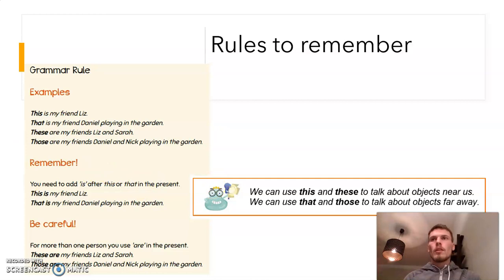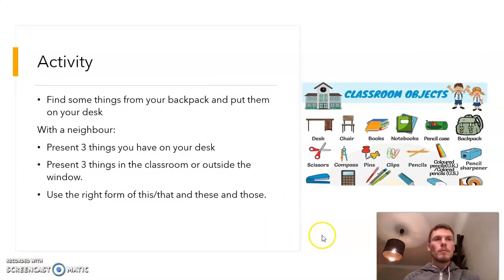Okay, now we're going to do an activity. You are going to find a few things from your backpack, and then you're going to put them on your desk. And then with your neighbor, you're going to present 3 things that you have on your desk. And then you're going to present 3 things in the classroom or something that's outside of the window so that you have to point at it and say, for example, that is the clock we have in the classroom, for example.